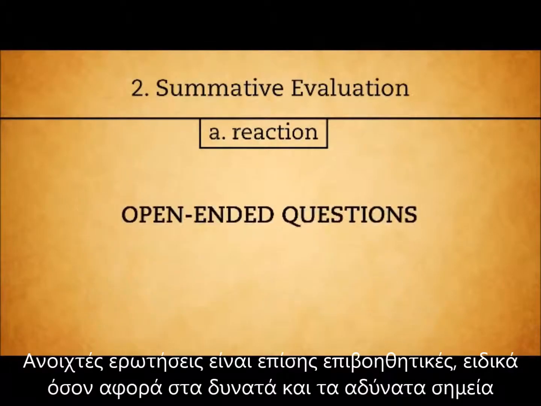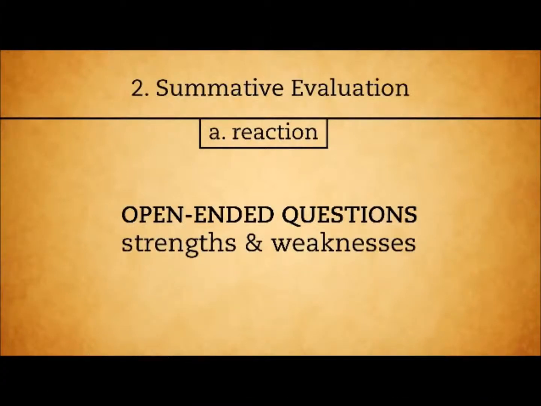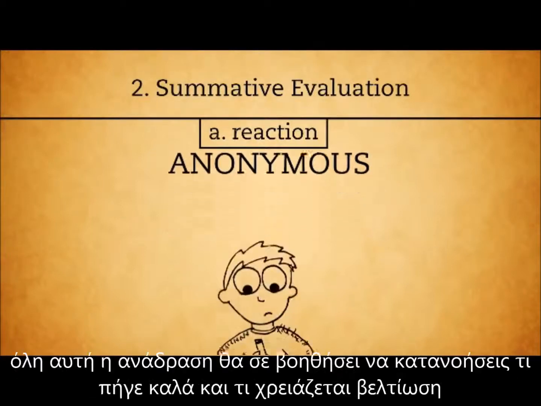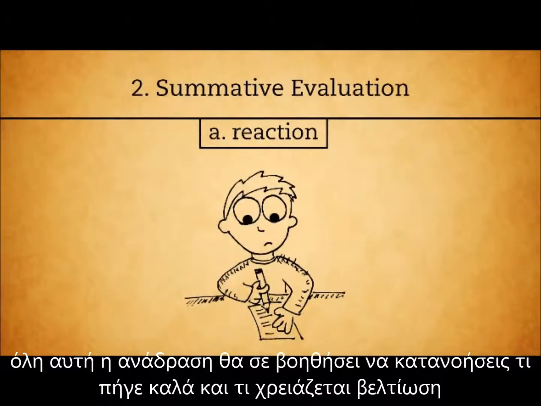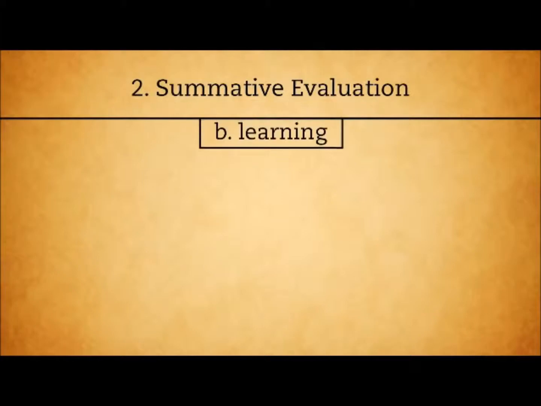A few open-ended questions can be helpful as well, especially about the overall strengths and weaknesses of the course. And make sure to make your feedback survey anonymous. This encourages learners to truly express their attitudes without fear of judgment or retribution. All of this feedback will once again help you know what went well in the course and what can be improved upon. The next aspect to evaluate is the learning that took place.